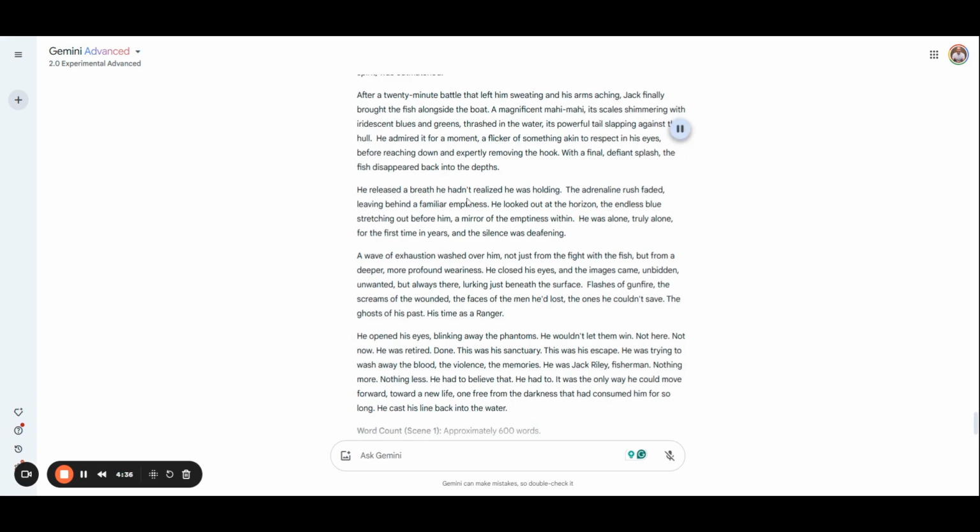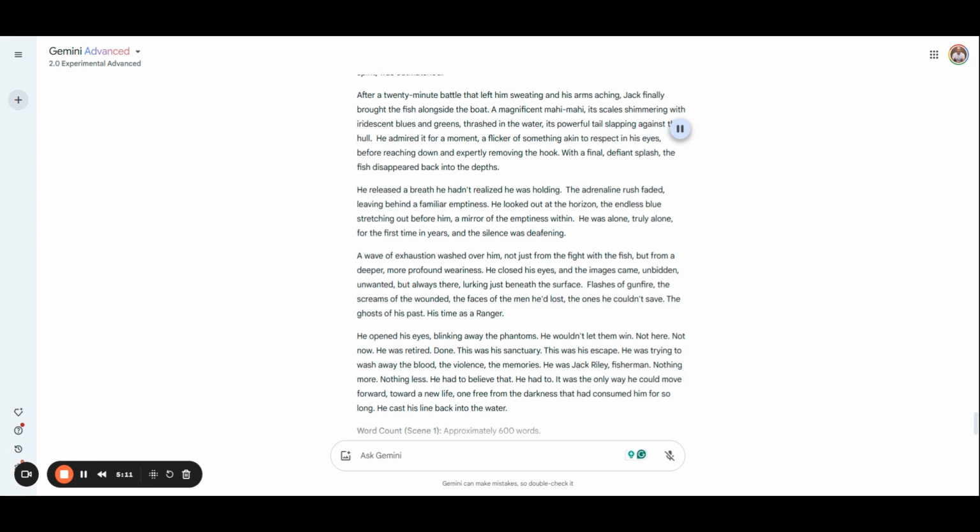He released a breath he hadn't realized he was holding. The adrenaline rush faded, leaving behind emptiness. He looked out at the horizon, the endless blue stretching out before him, a mirror of the emptiness within. He was alone, truly alone, for the first time in years, and the silence was deafening. A wave of exhaustion washed over him, not just from the fight with the fish, but from a deeper, more profound weariness. He closed his eyes, and the images came, unbidden, unwanted, lurking beneath the surface.